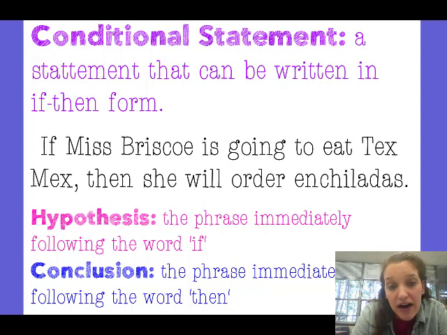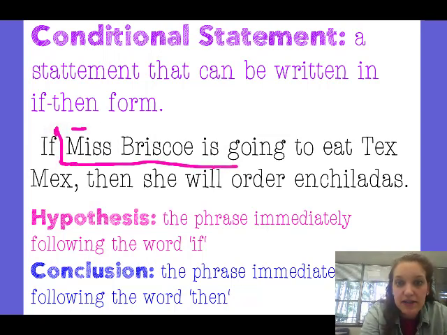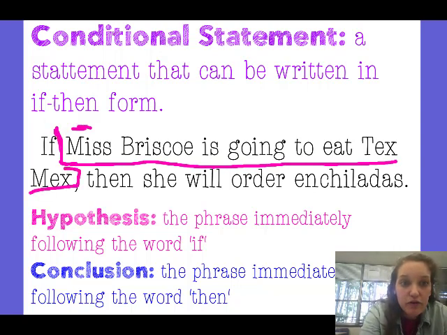The first part is called the hypothesis. The hypothesis is the phrase that immediately follows the word if. So in our example, if Miss Briscoe is going to eat Tex-Mex and she'll order enchiladas, the hypothesis is Miss Briscoe is going to eat Tex-Mex. It's the stuff that comes after the word if. Miss Briscoe is going to eat Tex-Mex.